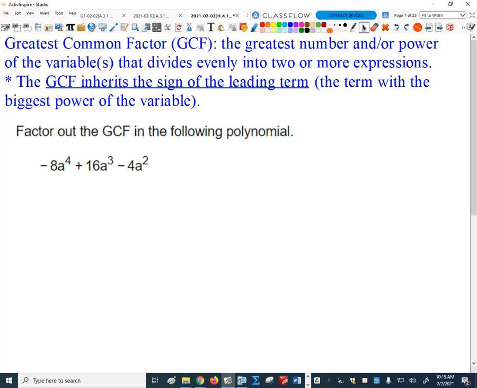Okay, so here's an important thing also. The greatest common factor is the greatest number and/or power of the variables that divides evenly into two or more, I should say terms, not expressions. Expressions or terms. Let's just do this.